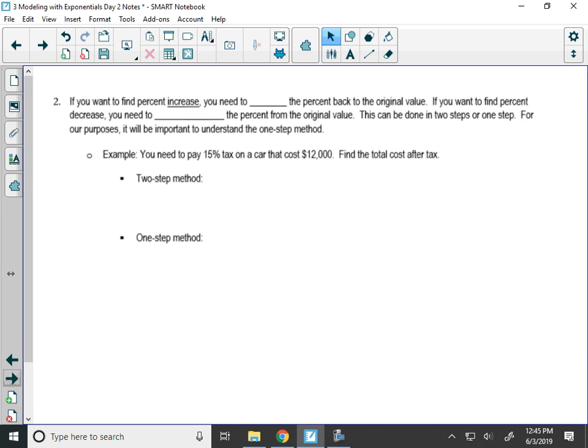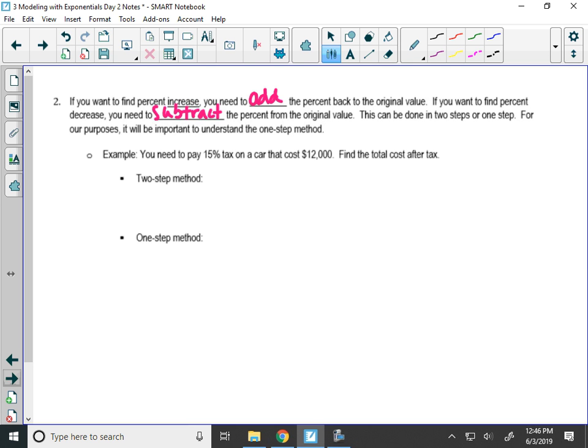All right, so let's spend a little bit more time here. If I want to find a percent of increase, I'm going to add that percent back onto the original value. If I want to decrease by a percent, I'm going to subtract that amount from the original value. We can do this in one or two steps. Ultimately, we're going to do this in one step, but I'm going to get you there first by showing you the two-step method. It says you need to pay 15% tax on a car that cost you $12,000.